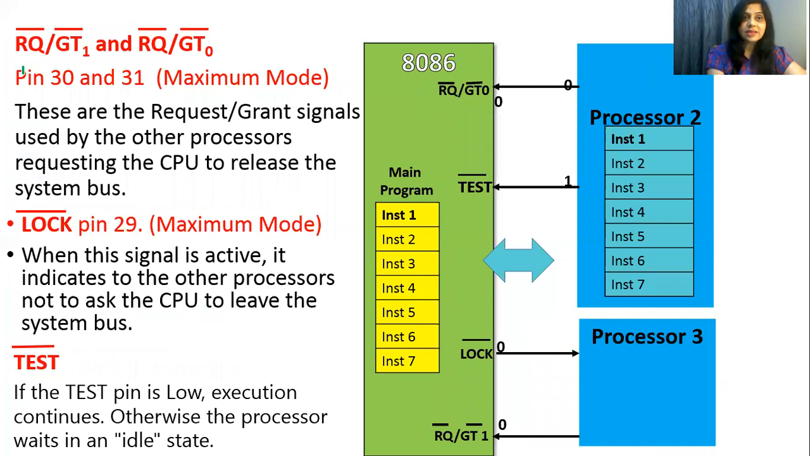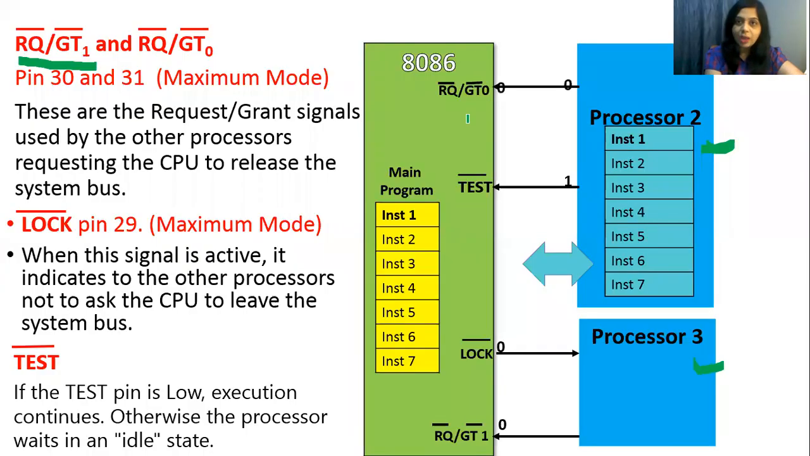Now next is the request slash grant pin. Same thing, but here it is not a device, it is a processor. This is processor 2 and processor 3, and here it is 8086. That means when other processors are connected to 8086, it indicates that 8086 is operating in maximum mode.